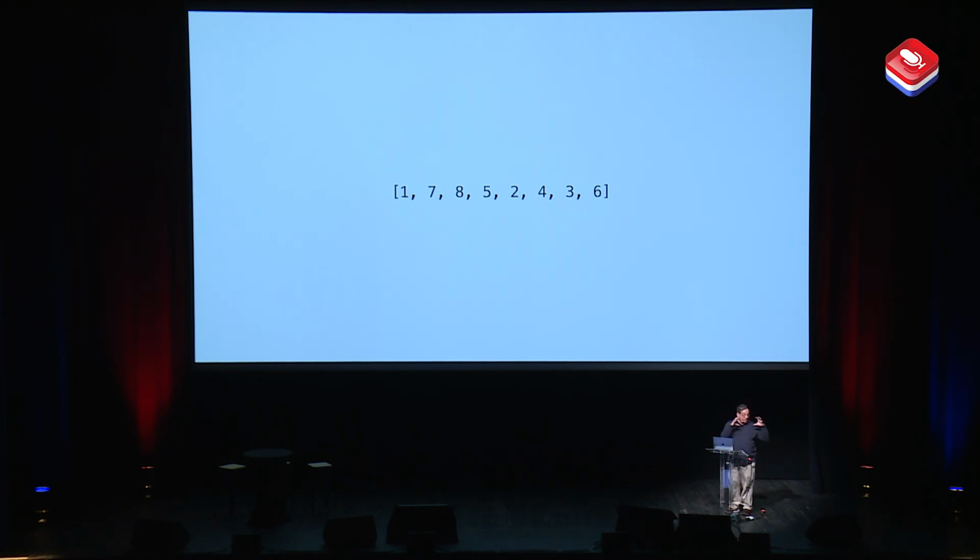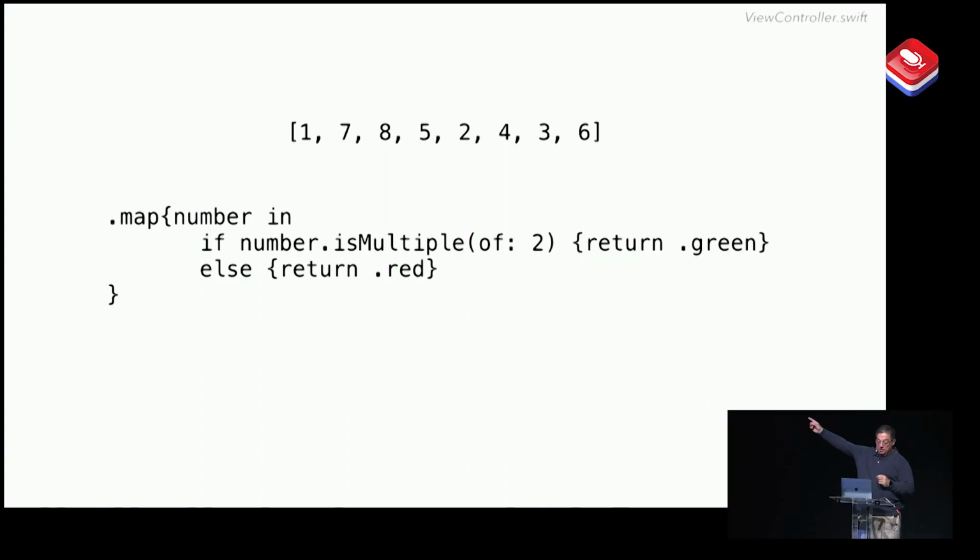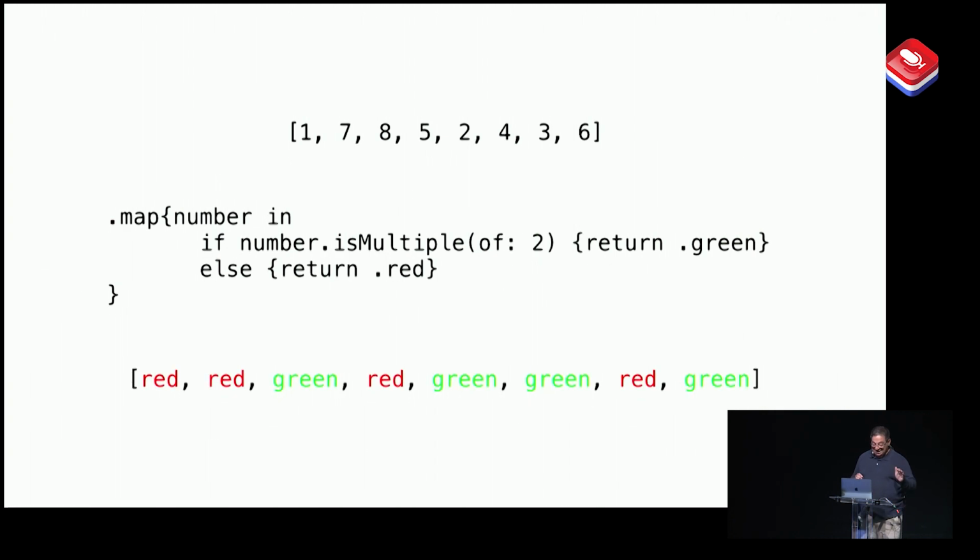I give you an array. And here's our map. We're going to map on this array, and if it is a multiple of 2, it's green, otherwise it's red. Tell me what you get from this array. Red? Red, green, red. So I'm going to say you were absolutely correct.